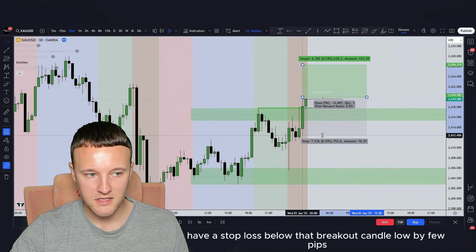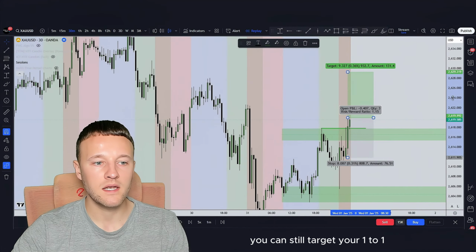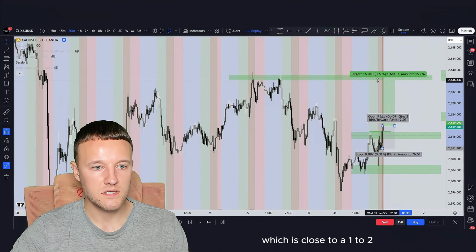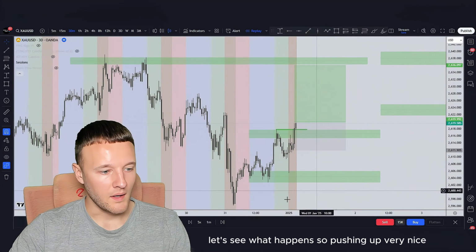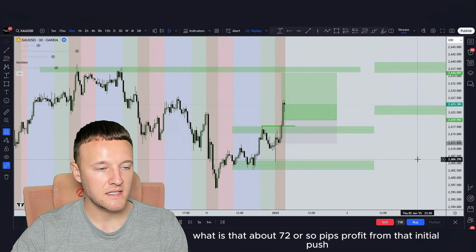Have our stop loss below that breakout candle low by a few pips. You can still target your 1-to-1, 1-to-1.5, or a 1-to-2, whatever you want to do. In this case, we'll play it out and target this structure over here to the left, which is close to a 1-to-2. Let's see what happens. So we're pushing up very nice. What is that? About 72 or so pips profit from that initial push.